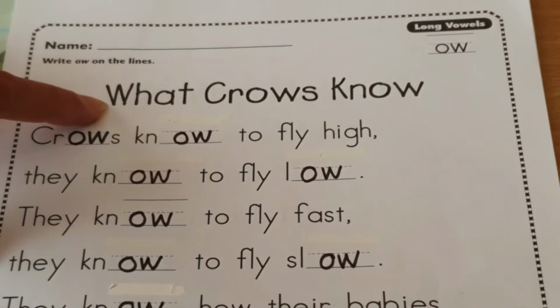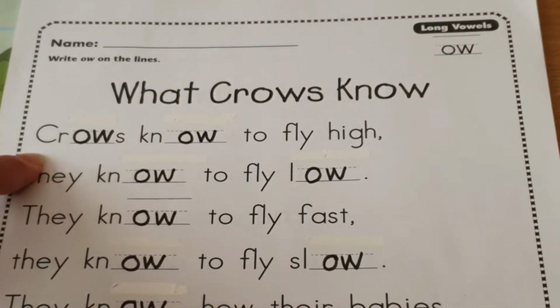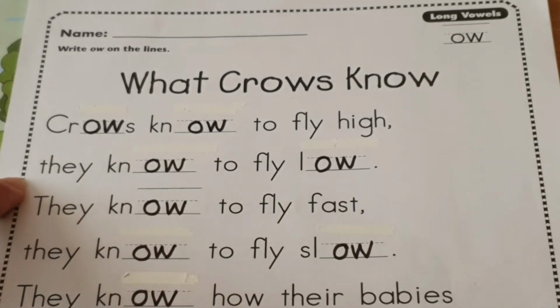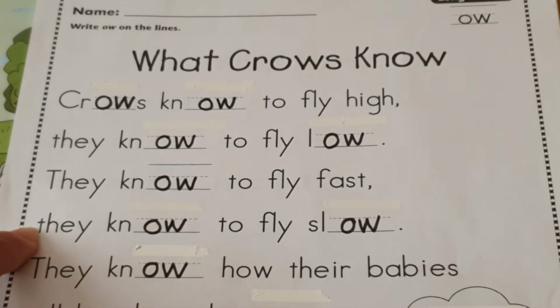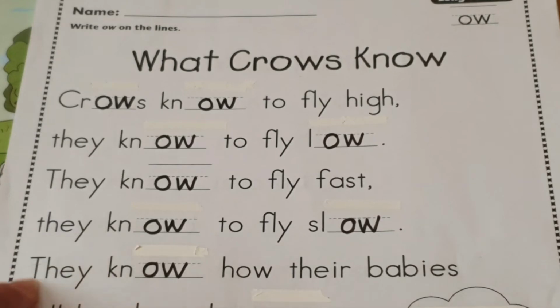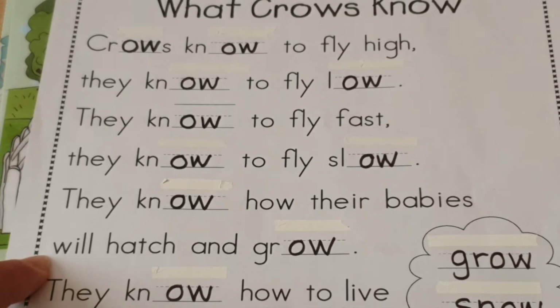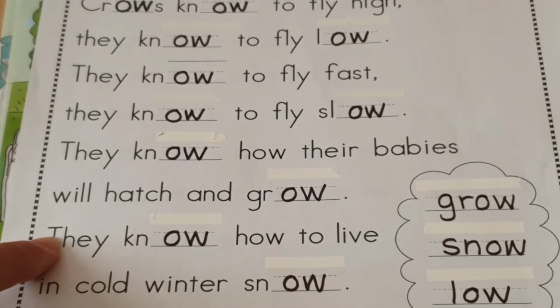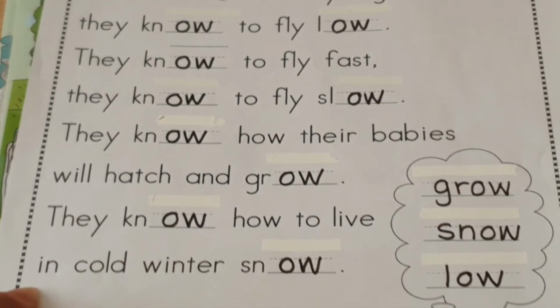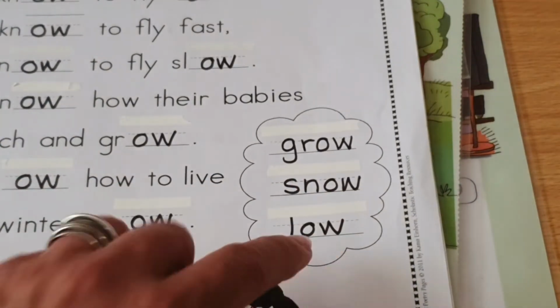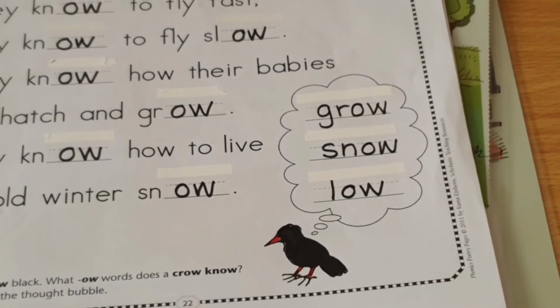What crows know? Crows know to fly high. They know to fly low. They know to fly fast. They know to fly slow. They know how their babies will hatch and grow. They know how to live in cold winter snow. And here we have grow, snow, and low. And this is a crow. Okay? So this we read last time.